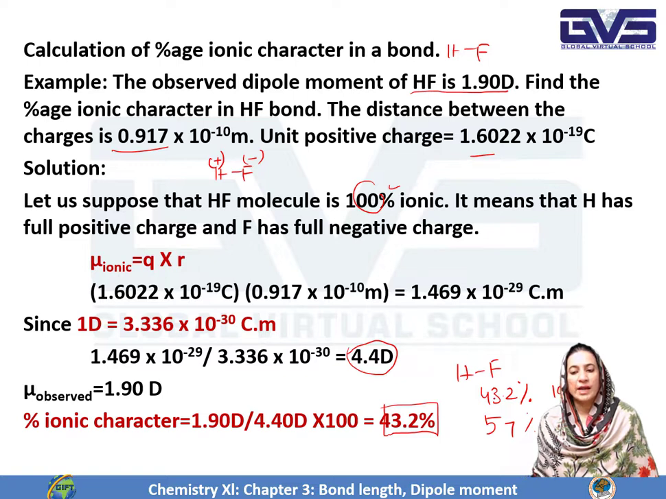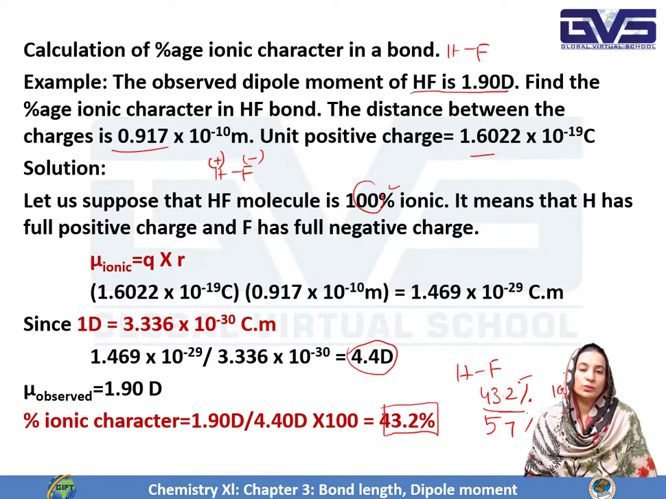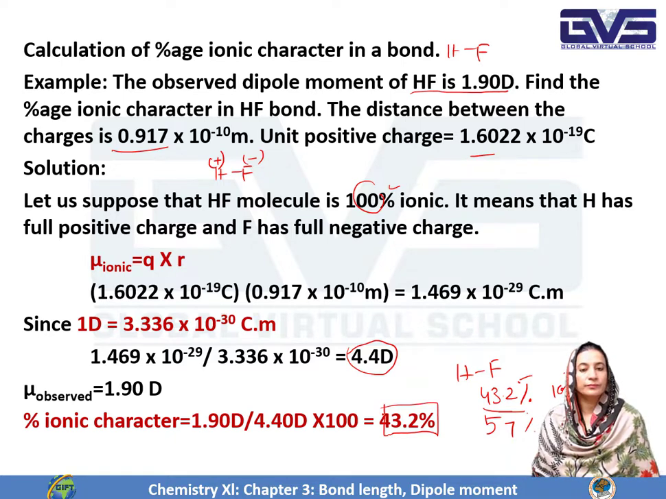So due to this ionic character, it is even more stable. In HCl, the ionic character is a little lesser, but it has ionic character. In HBr, it has an even smaller ionic character. So dipole moment can be used to calculate the ionic character of bonds.